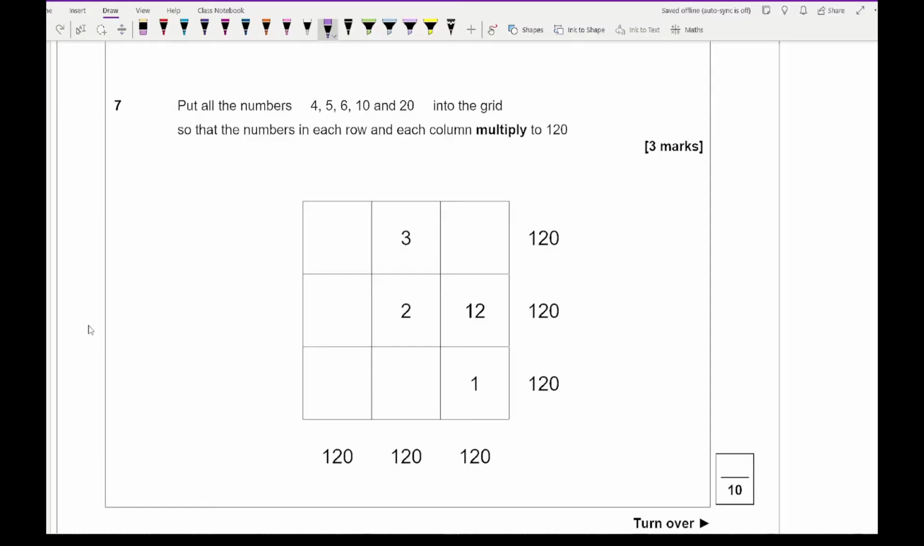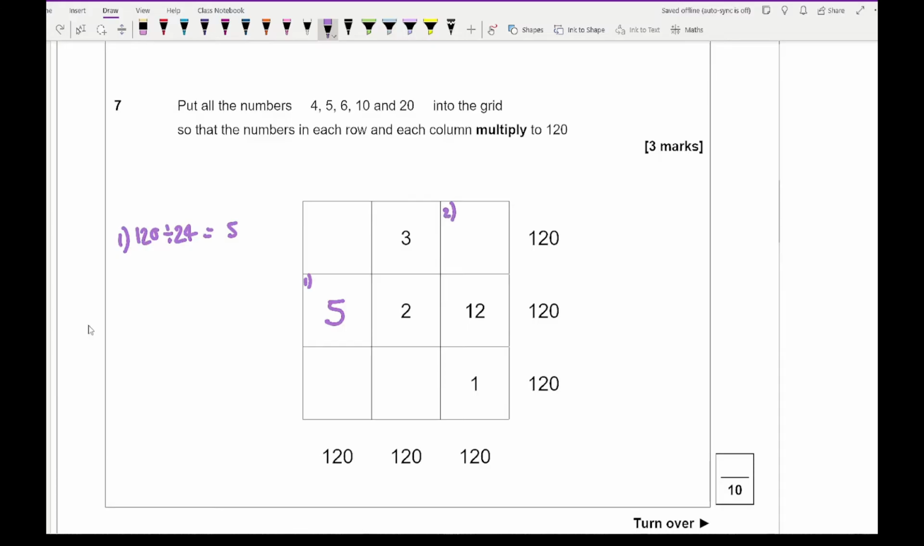So for this, what we want to do is complete the 3 squares we need to complete. So try and opt for ones where you've got 2 numbers already filled in. So I'm going to go for this one first. So here 2 times 12 is 24. 120 divided by 24 gives me an answer of 5. So 5 goes here.